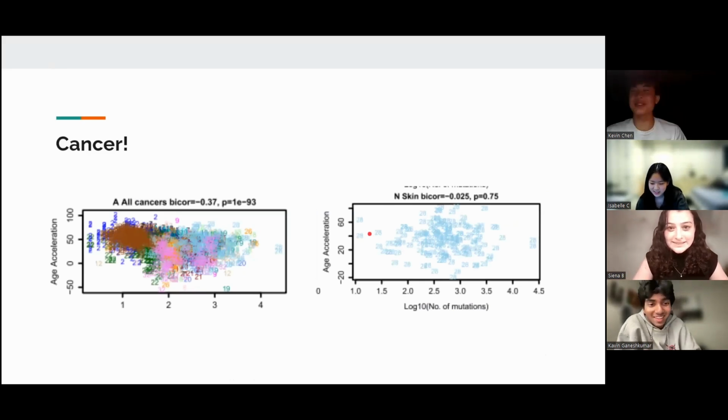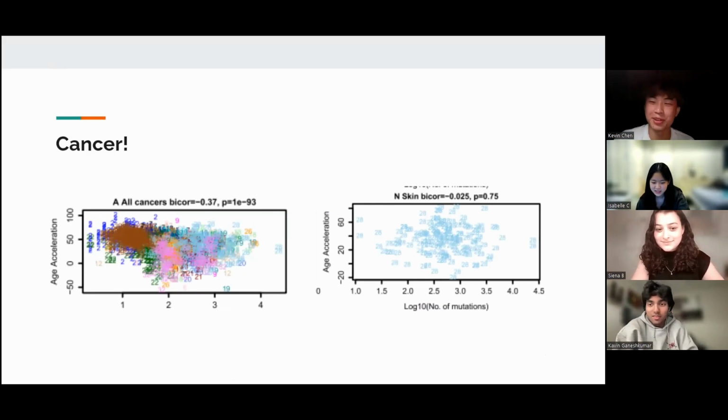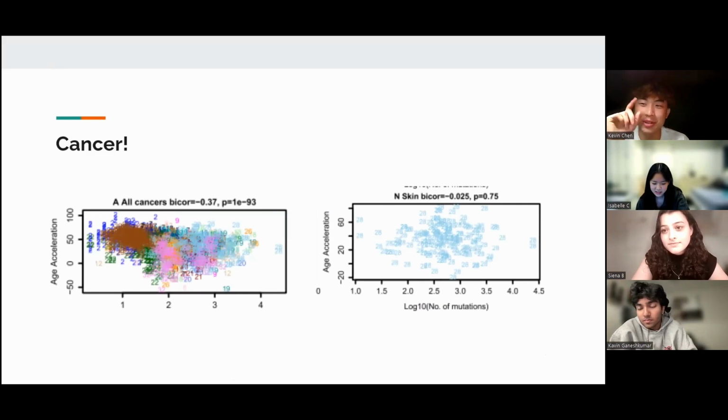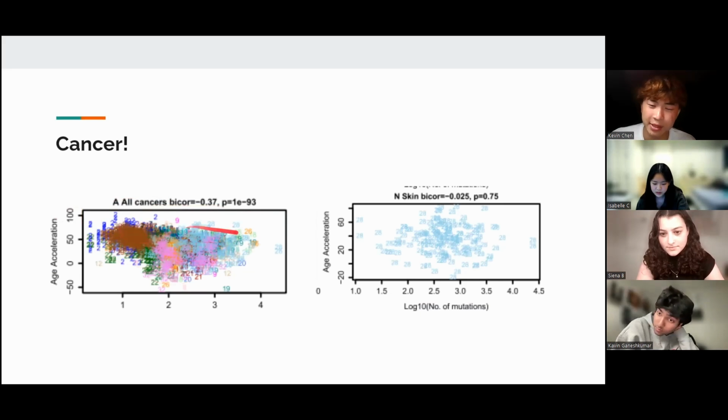Okay, cancer. I think Isabel talked about it before, but cancer is the most dangerous disease because it has to do with our cells. Our cells don't function well. Their gene expression patterns are way off, and consequently their methylation patterns are going to be off, because methylation controls gene expression. So you can see that age acceleration of these cancers is all over the place. Some age slower, some age faster.